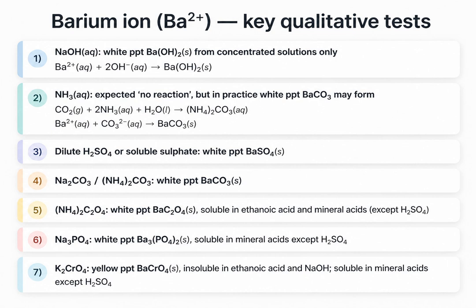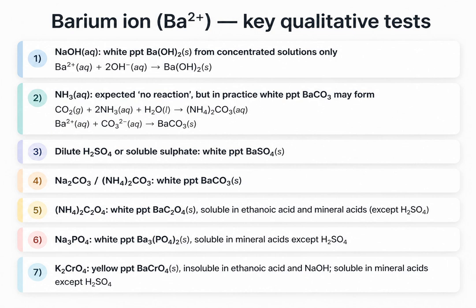Ammonia solution absorbs carbon dioxide from air to form ammonium carbonate, and even that small carbonate concentration is enough to exceed the very low Ksp of BaCO3, so BaCO3 precipitates. Barium gives a very characteristic white precipitate with sulfate ions.